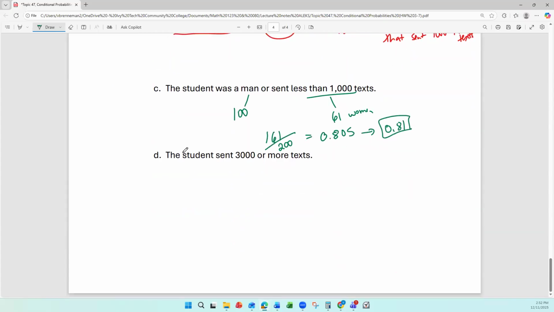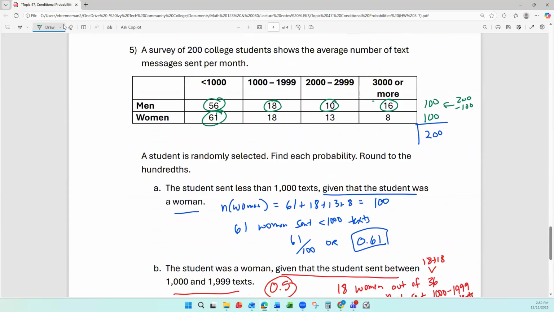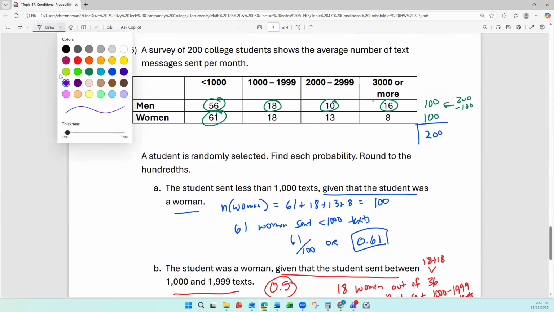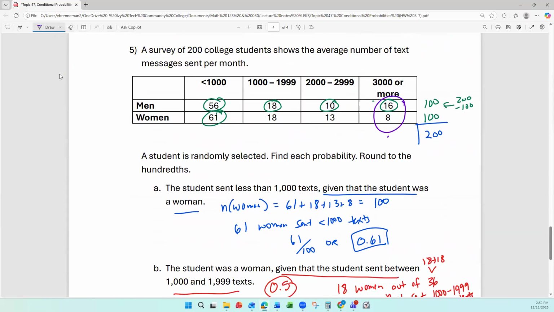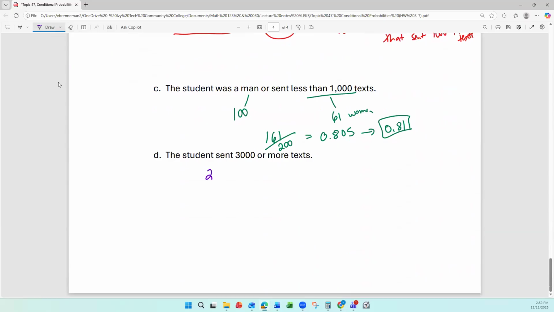And then the probability the student sent 3,000 or more texts would be this group, 24 of them. Add them up out of the 200. 24 divided by 200 is 0.12.